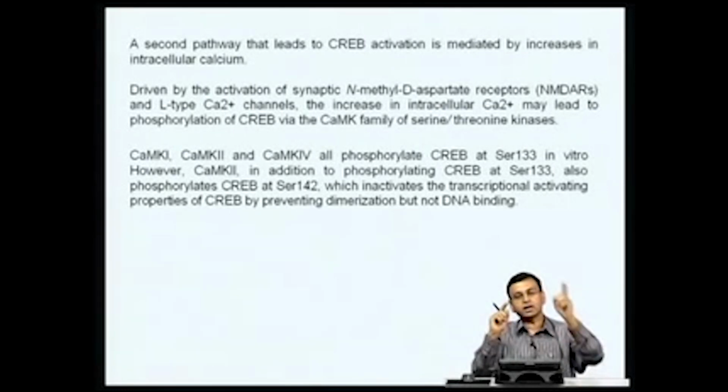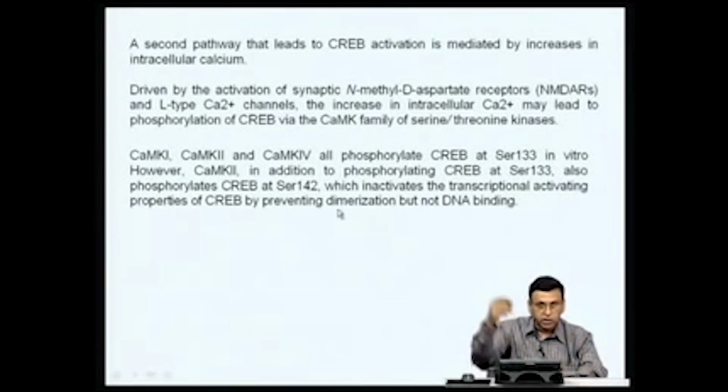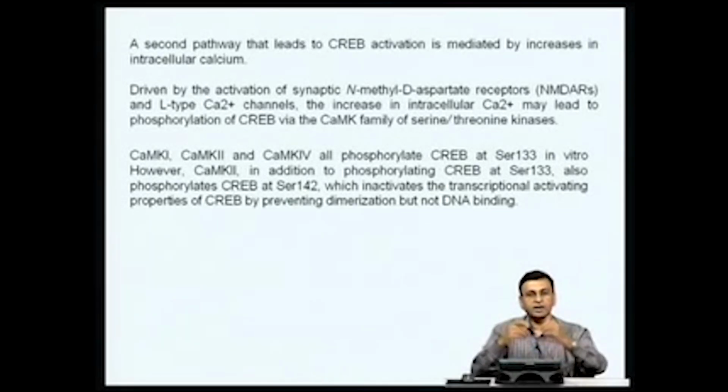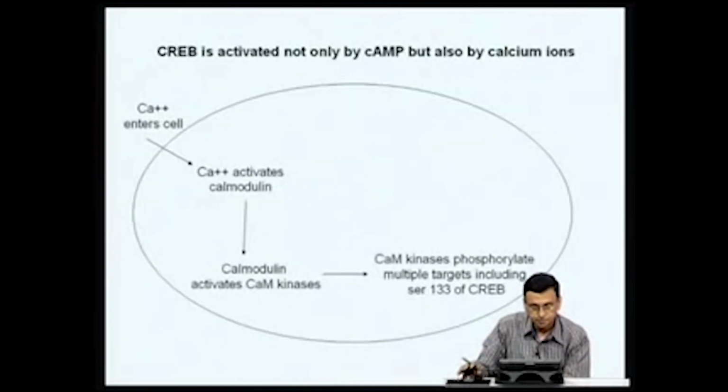When PKA and CaM kinases phosphorylate serine 133 of CREB, it facilitates interaction with CBP resulting in activation of transcription, but when serine 142 is phosphorylated by a specific CaM kinase, it can actually prevent dimerization of CREB and therefore results in repression of transcription. So, phosphorylation of a transcription factor, depending upon which residue is getting phosphorylated, can function either as an activator or as a repressor.